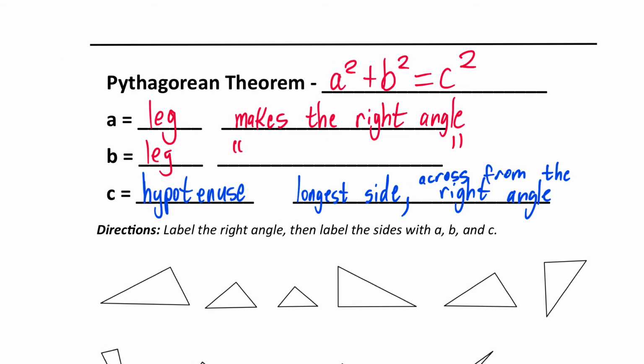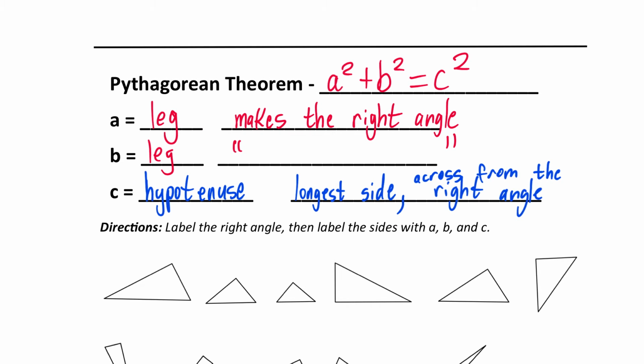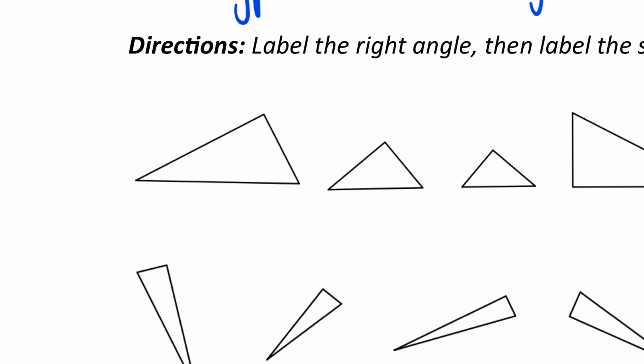So we're going to go in here and label the right angles and then label sides A, B, and C. So on this first one, which one is the right angle? The top angle. It's the angle that's 90 degrees. Now remember, that angle is like an arrowhead that always points towards the hypotenuse, points towards the C. So right down here is the C, and then the A and the B don't really matter where they go.